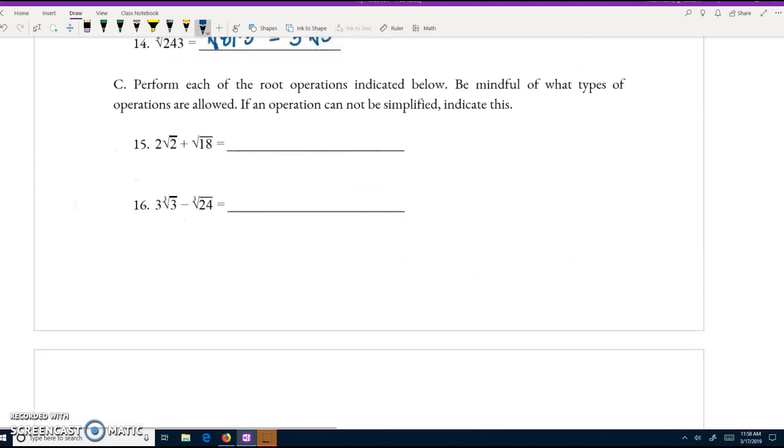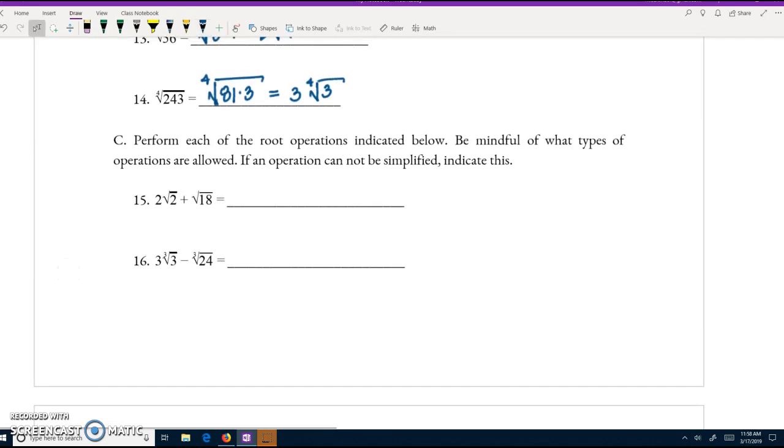Next up, we have some operations with addition and subtraction of roots. So I can multiply any root values together as long as they're the same index. So I can work with cubic roots in multiplication and division. But when it comes to addition and subtraction, I have to have the exact same kinds of operations together. So here I have a 2 root 2 and a root 18. So I can't do anything about them right now.